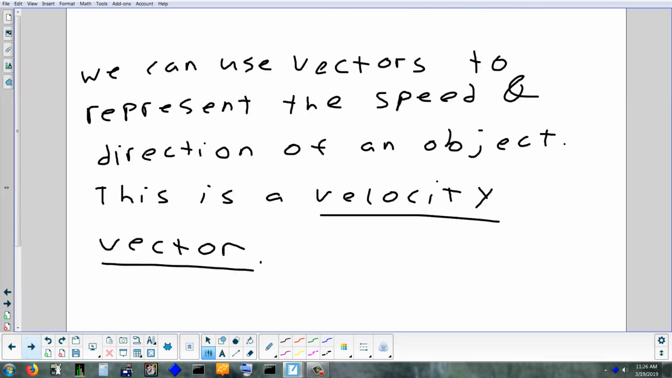Okay, so the last two things we're going to look at are word problems. The first one we're going to look at is a velocity vector problem. What they usually give you in this kind of problem is an angle that an object is being thrown at and how fast it's being thrown. And they're going to want you to turn that into a vector.